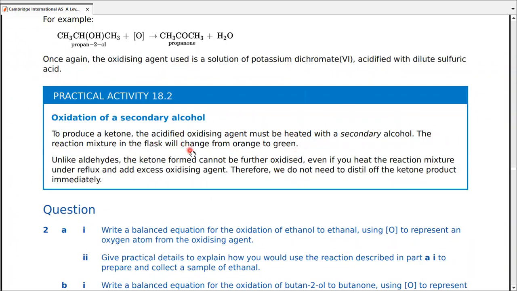So we take the oxidizing agent, we take the secondary alcohol, we put them in the reaction mixture. The color will change from orange to green once it is converted. Unlike aldehydes, ketones cannot be further oxidized. So even if you heat the mixture under reflux and add excess of oxidizing agent, we do not need to distill off the ketone product immediately. And that's why we do not need to distill it off.